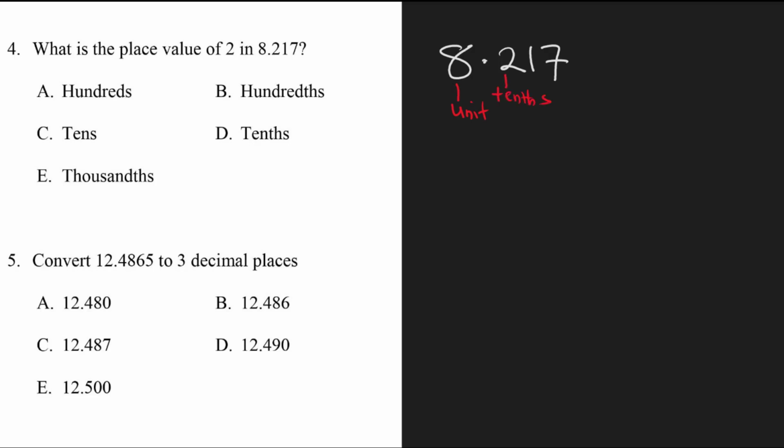Then the next one is what? Hundredths. Then after the hundredths, we have thousandths. Can you see? So now we are asked to find the place value of 2. Of course, 2 is tenths. So our answer is 2 tenths. So let's check our options. Do you have anything like 2 tenths? Of course, it is D. So that's the answer. Let's move to the next question, question 5.